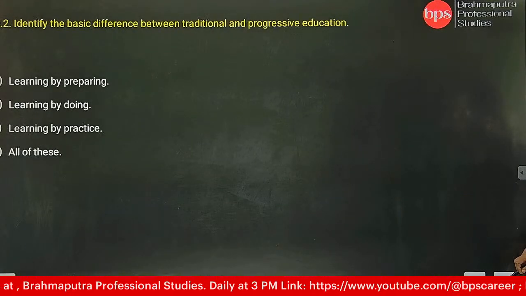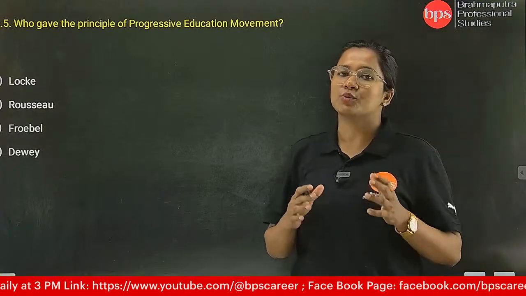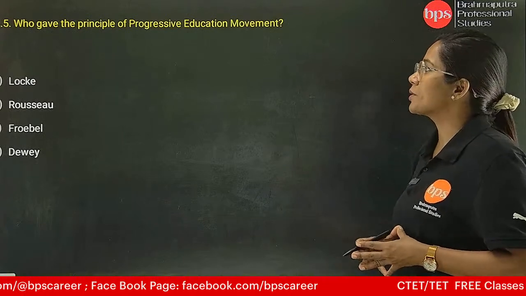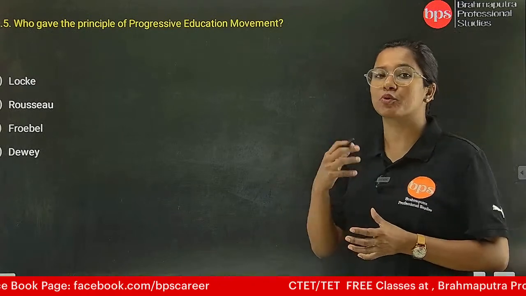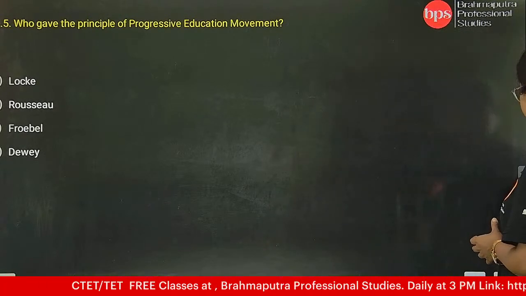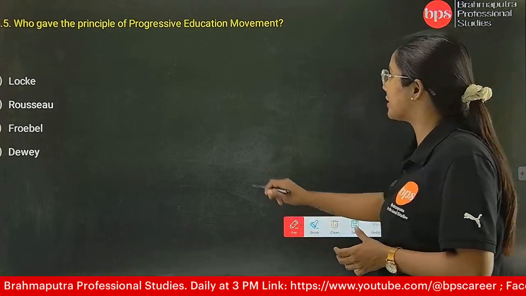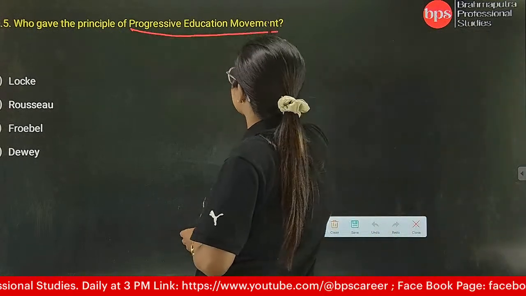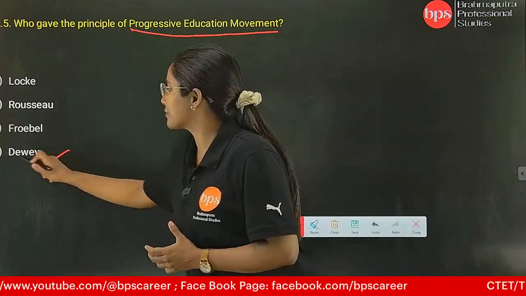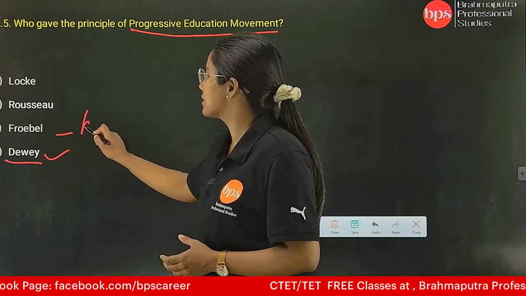Okay. Now, in question number 5, due to some technical problem. So, who gave the principle of the progressive education system or movement, we can also say. As I have already said in the initial thing, who gave the concept of progressive education? It was none else but Dewey. Froebel is the person who gave the concept of kindergarten.